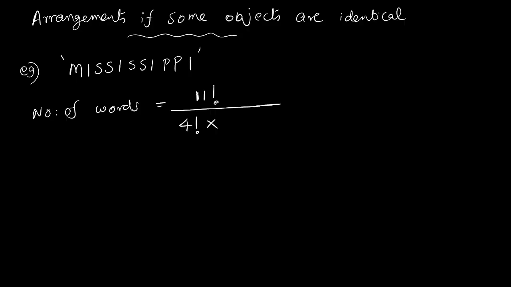Into. Any other letter repeated? S is repeated 4 times. Only consider the repeated letters in the denominator side. So 4 factorial. Into. Any other repetition? P is repeated twice. So into, every time multiply, 2 factorial. Any other repetition? No. So in the denominator side, you have to write the repetition factorials to be multiplied. That's all. It is very difficult to write the formula for this type of question, so this is the way.